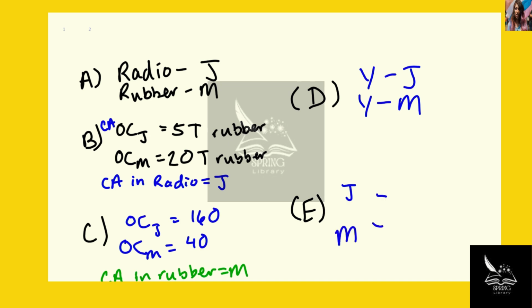So in part E, we just have to figure out in which product each country should specialize in. They should specialize in whatever they have a comparative advantage in. So for Japan, they should specialize in radios. In Malaysia, they should specialize in rubber.